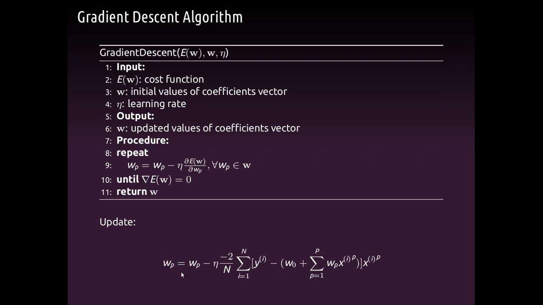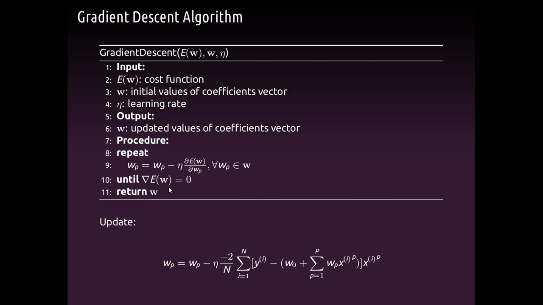For each coefficient value wp, where p is moving from 0 to the degree of polynomial you are looking for, we use this update expression here. We say that the updated coefficient equals the old value of the coefficient minus eta, the learning rate, multiplied by minus 2 over n multiplied by the derivative of the cost function with regard to the current coefficient we are calculating, and after a certain number of iterations we can approach a list of coefficients that minimizes the error function to some extent.